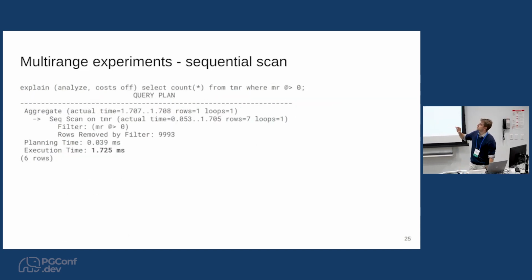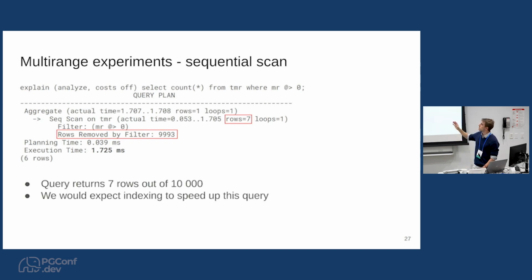So let's say we are trying a simple query, which is count all the multi-ranges that contain the origin, so the value 0. When we do that on the table without index, we get a simple sequential scan followed by an aggregation. And you see this takes about 1.7 milliseconds. But also what you can see is that most of the rows are filtered out. Actually, our result only contains 7 rows, so the count is going to be 7. And so this is a typical query where we expect an index to provide a large speedup, right? Because we're filtering out essentially all of our data except for the 7 rows.